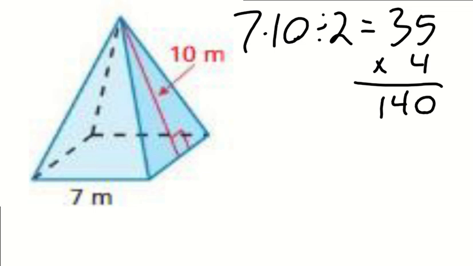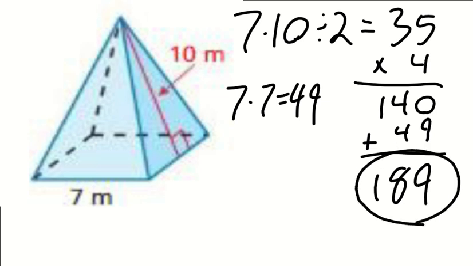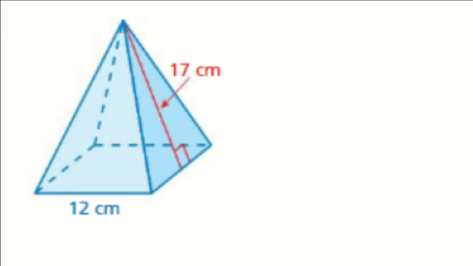Now, the most common mistake I see from 6th graders with this is they forget about the square. All right, what's the base and height on my square? 7. So 7 times 7, our square is 49, and then we got to add it on. So we get 189. Okay? That is definitely the most common mistake I see, is we do the triangles and forget about the square. So any questions on that? All right, y'all try a 3D one.